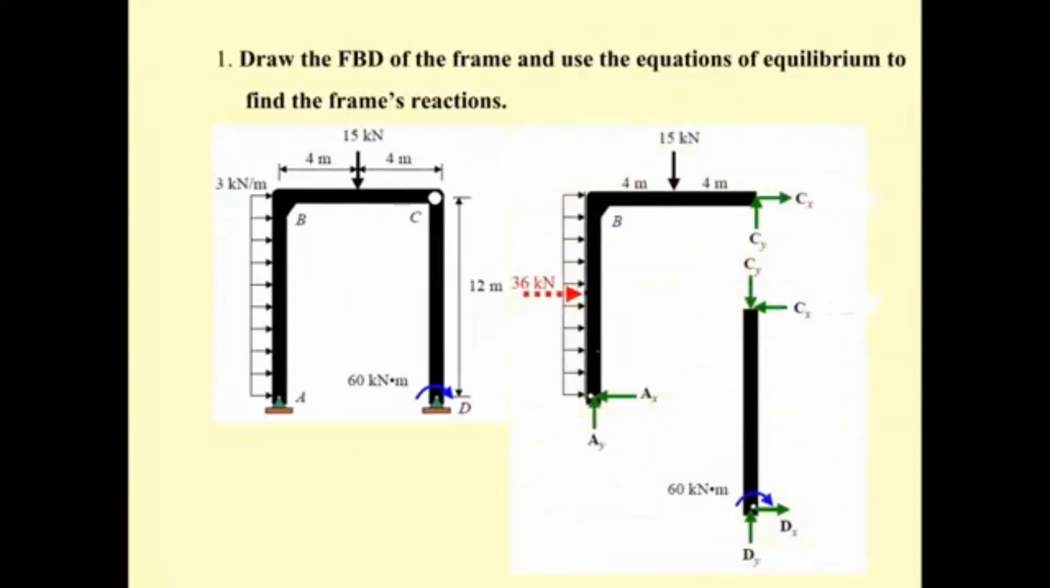Okay, and by separating the frame like that, let's say this has the a sub x and a sub y. This has the c sub x and c sub y, and you supposed to check that the force c sub x and c sub y here, they have equal magnitude, but in opposite directions, due to it follow the third law of Newton. Okay, and then over here we have the d sub x and d sub y.